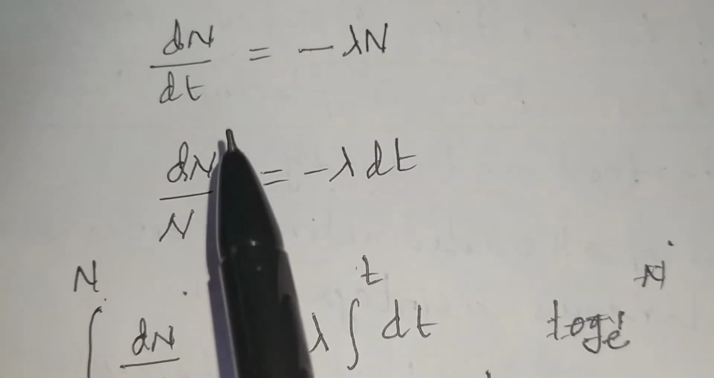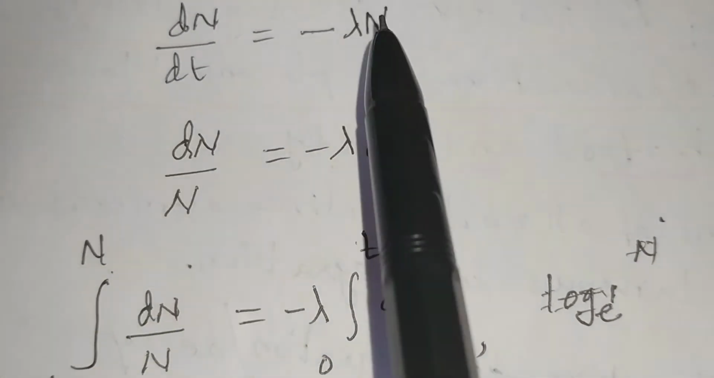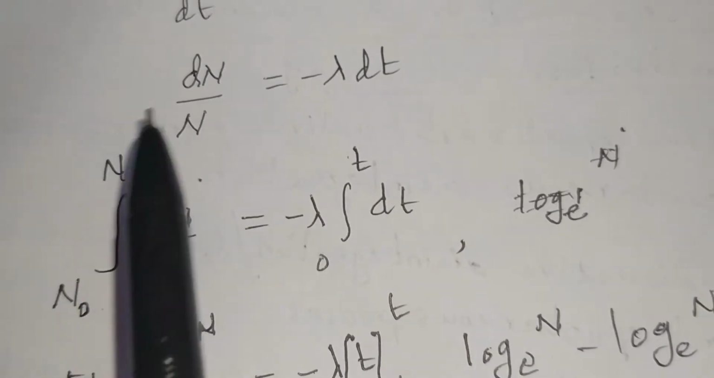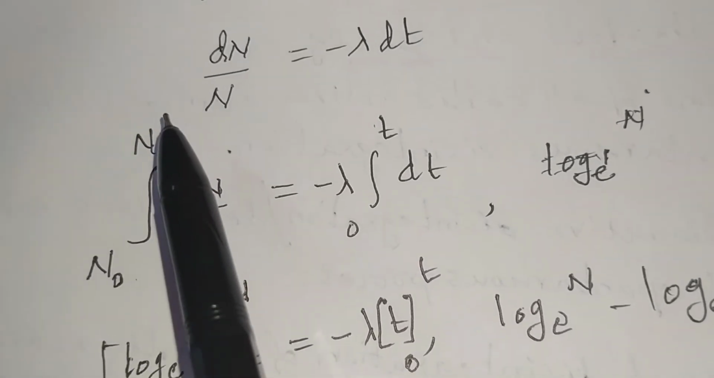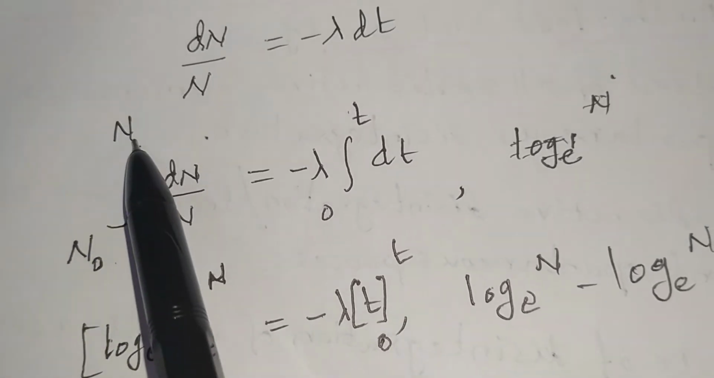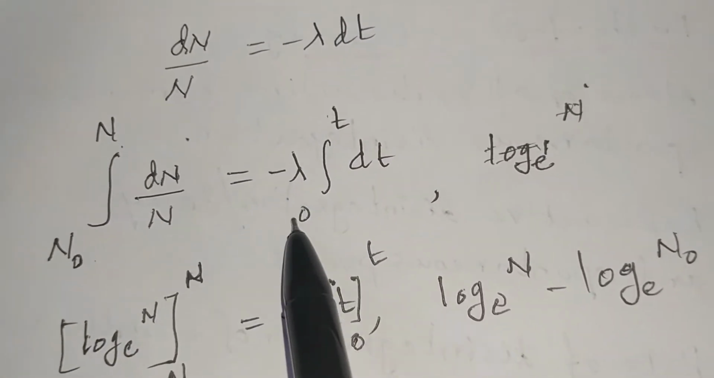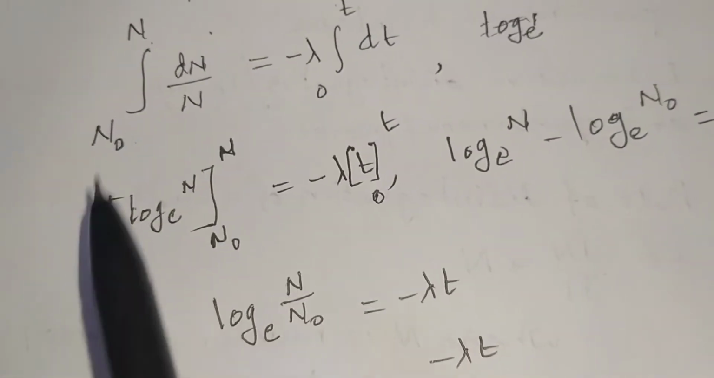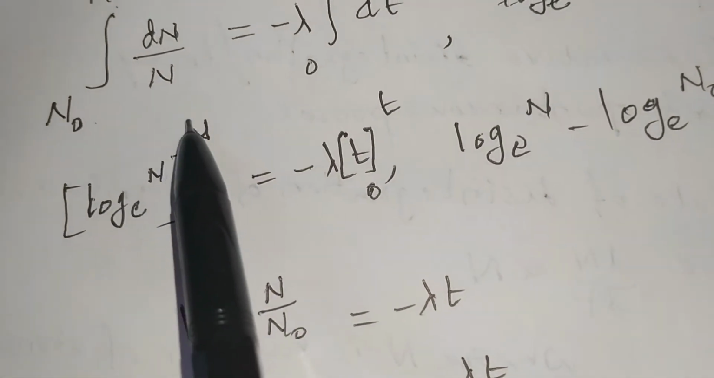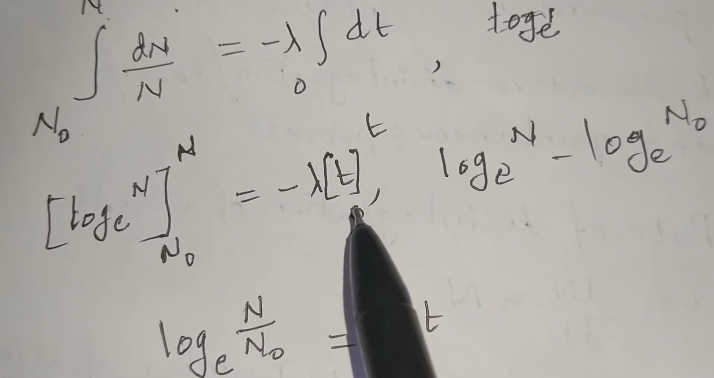So dN by dt is equal to minus lambda N. Rearranging these terms, dN by N is equal to minus lambda dt. Now integrate from the initial number of atoms to the final number of atoms, before the disintegration process to after it. So the integral of dN by N, with limits N naught to N, is equal to minus lambda times the integral of dt, with limits 0 to t.